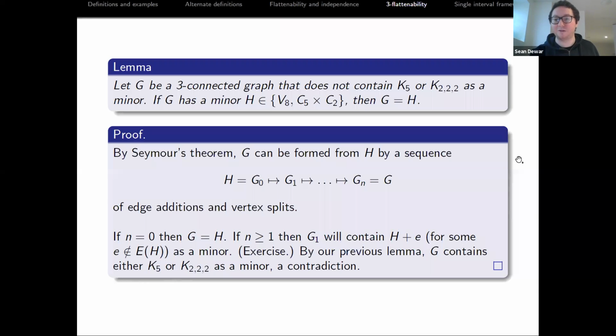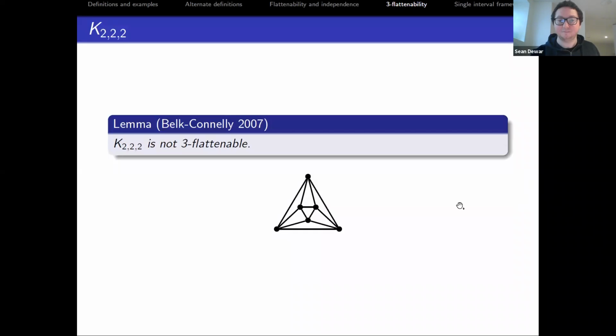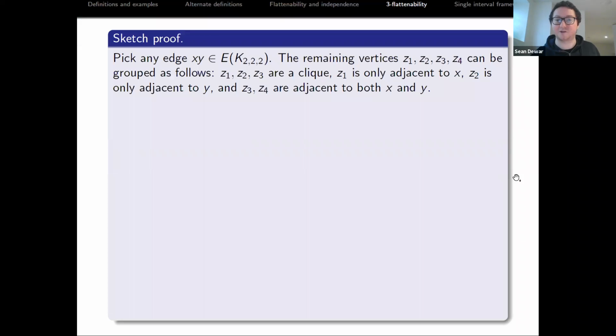Okay, so we've only got 3 things left to do. We have to determine which of the 4 possible candidate minors are actually forbidden minors. The first one is this one, K222 is not 3 flattenable. That's the first thing we prove. I'm not going to give too many in-depth proofs on this sort of thing, so it's just going to be kind of sketches of what's going on.